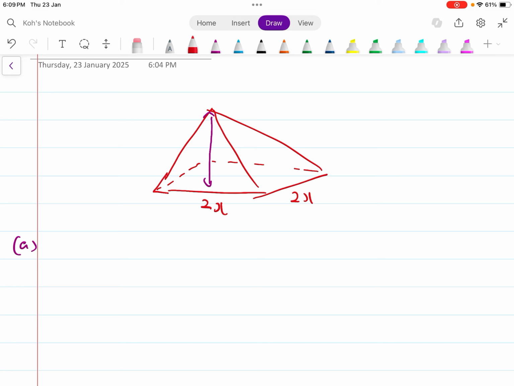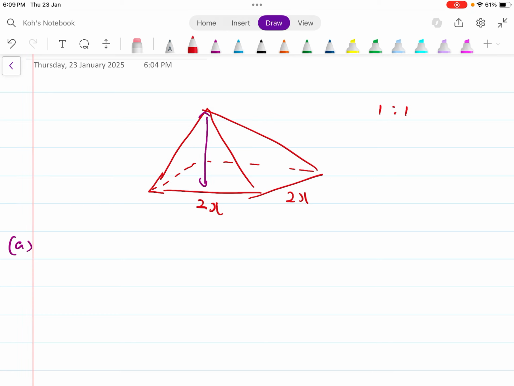Okay, so let's go through this question. We have this model of a structure in the shape of a square base pyramid, right? It has a scale of 1:100. Then they say the diagram shows one of the lateral faces. So apparently the diagram is here, right? This side is 2x, and then this is the height, x plus 5.